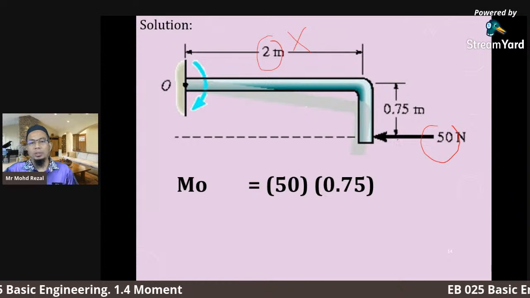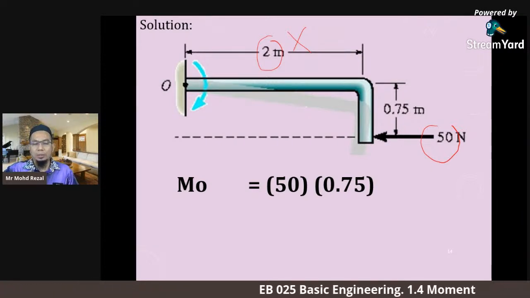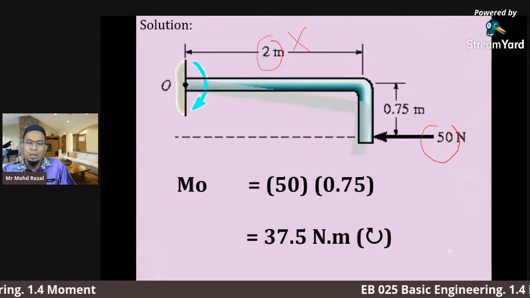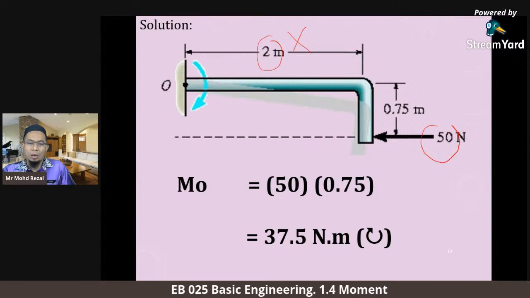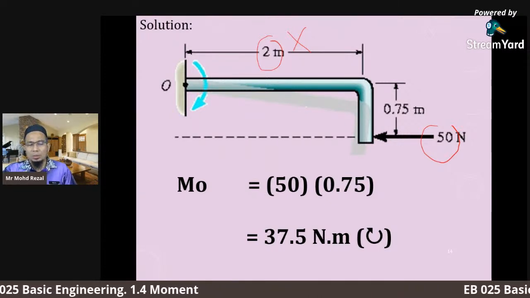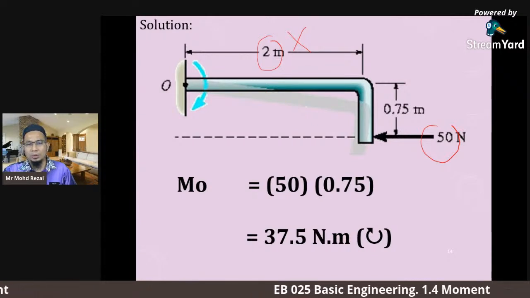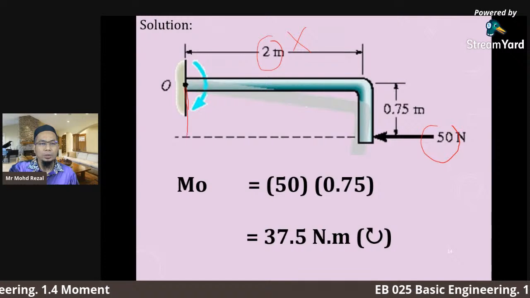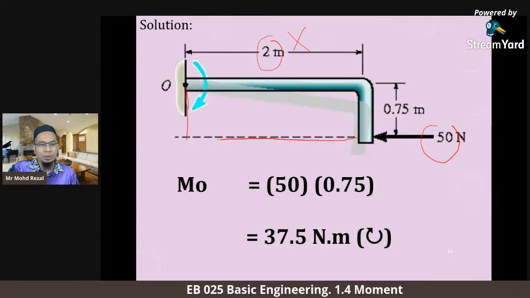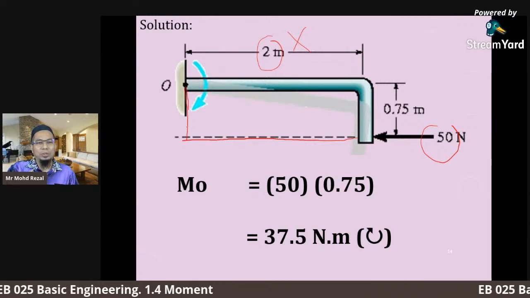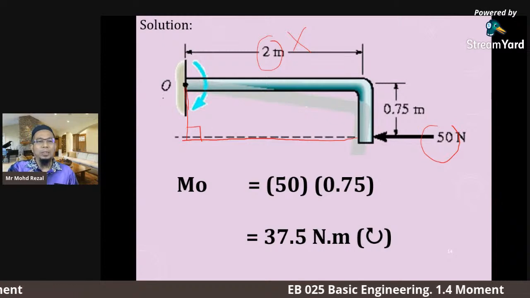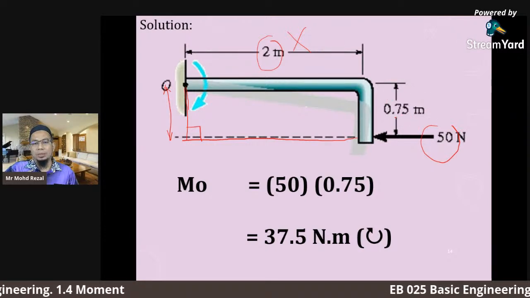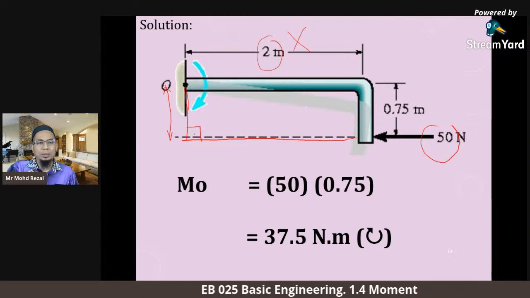The perpendicular distance is 0.75. So the answer is 50 multiplied by 0.75, so we get 37.5 newton meter. Okay, how do we determine clockwise or counterclockwise? Some students ask how to determine clockwise or anticlockwise. It's very simple. Here is the point of rotation. We connect the force here, so we get the perpendicular here. The perpendicular distance is here, so we can take 0.75 meter.